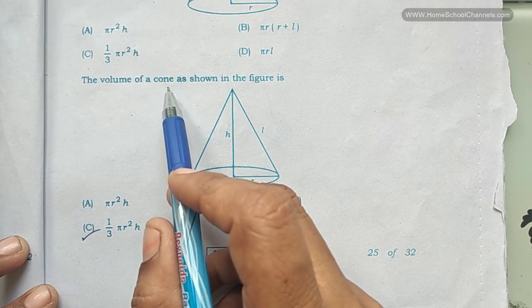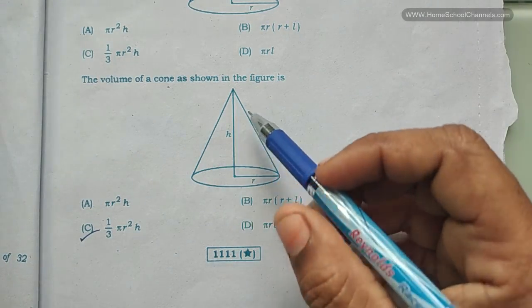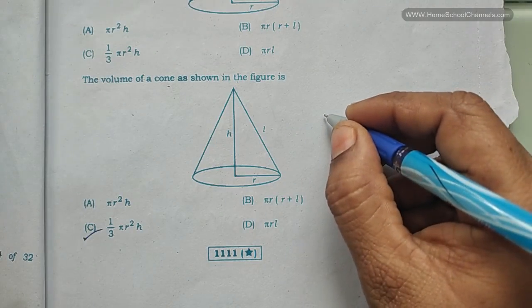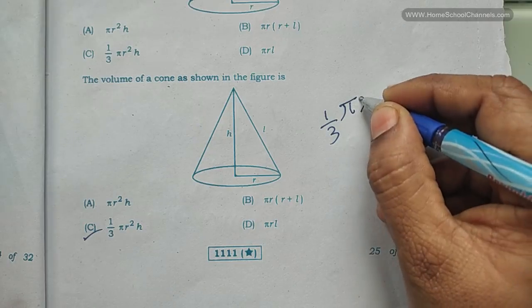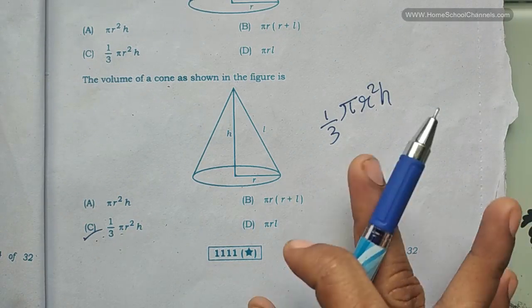37th one, the volume of a cone as shown in the figure is, you can see the cone, height, radius and slant height is given. What is the volume of a cone? We know that it is 1/3 of the volume of a cylinder, that is 1 by 3 pi r square h. Your option C is the right answer.